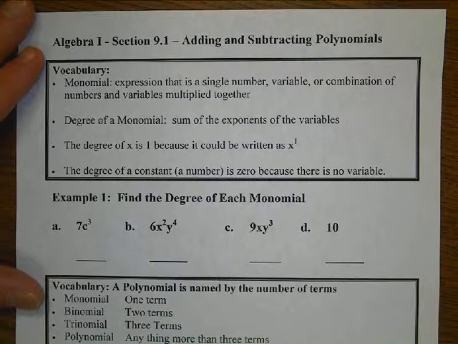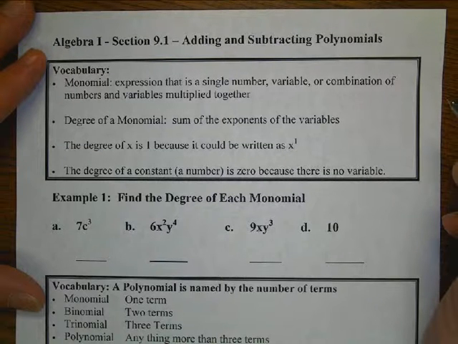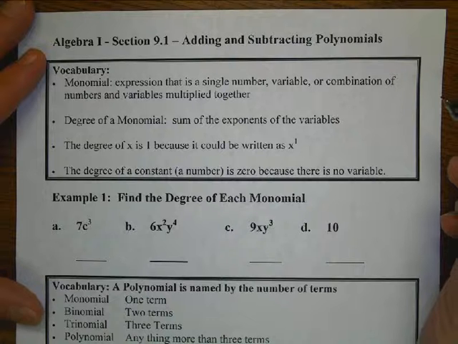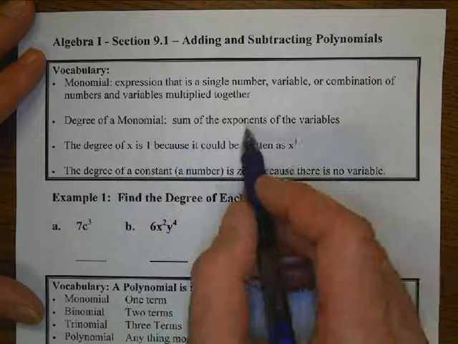Monomial. A monomial is an expression that's a single number, variable, or combination of numbers or variables multiplied together. In other words, you can attach numbers and letters with multiplying, but not adding. The degree of a monomial is the sum of the exponents.